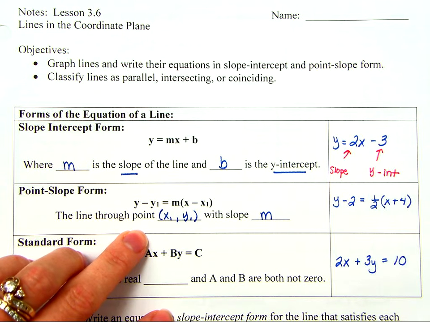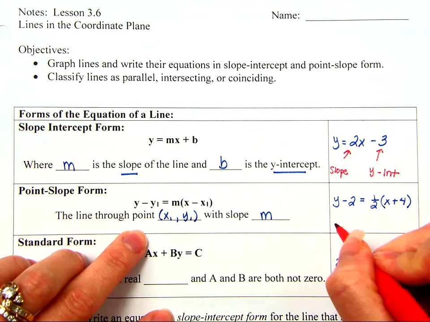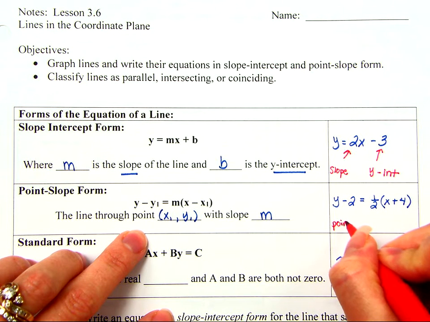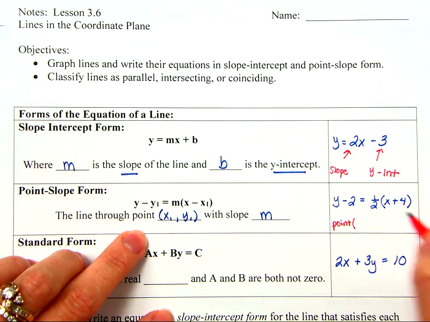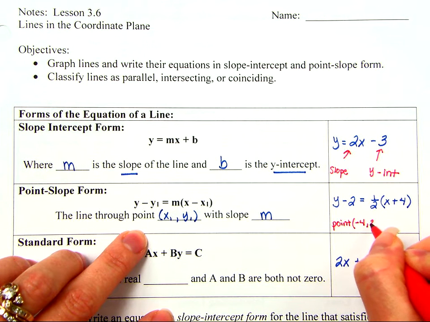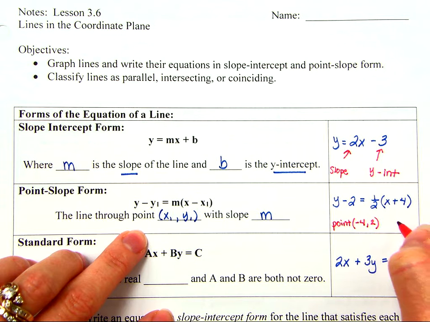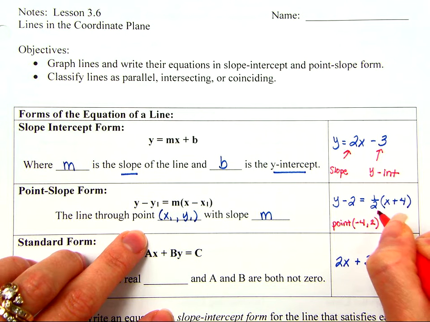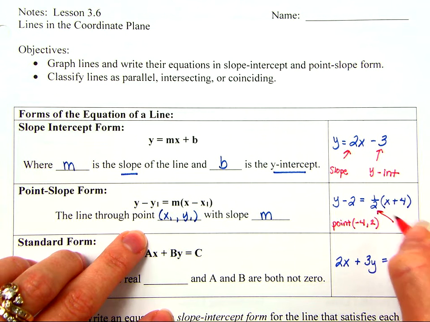So as I look over to the right, my equation here has been written in point-slope form. And the point on my line would be the point negative 4, 2. And my slope here, where m would be 1/2.